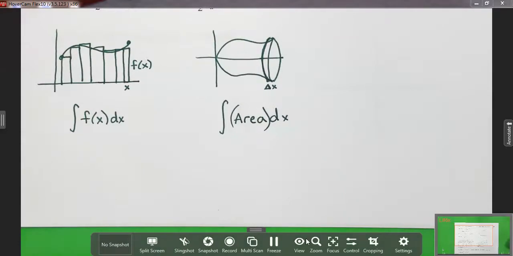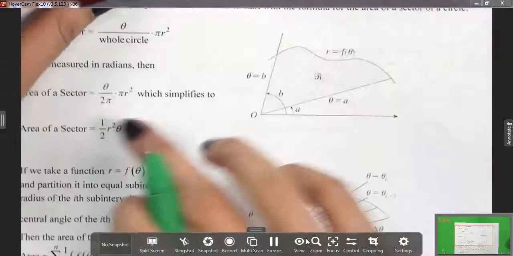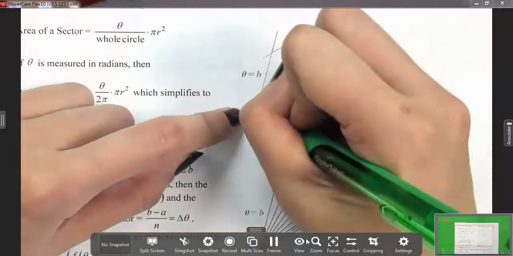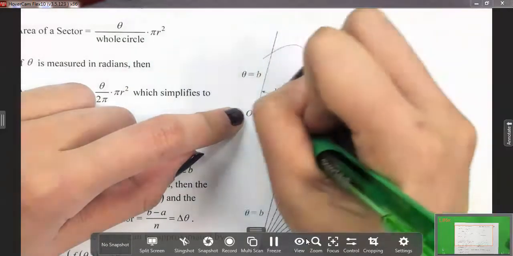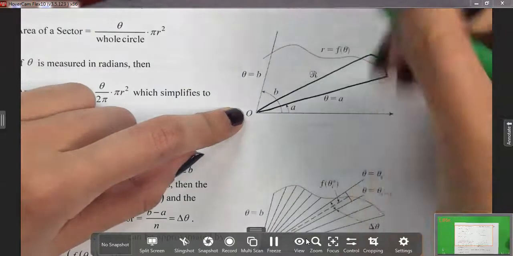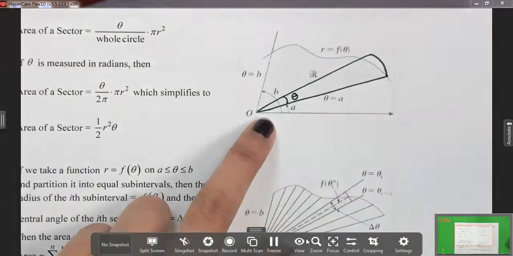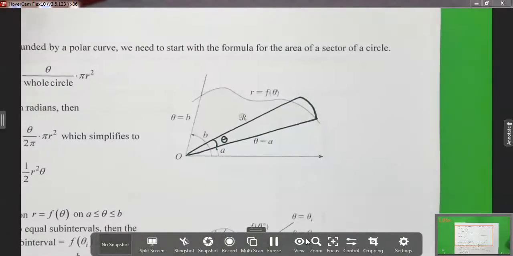So instead, in polars, we take the area of a sector. We take one sector and make a pie slice out of it, find the area of one, and then add up all of them. So what do we want to make infinitely small in polars? The angle, right? We want theta to be infinitely small. So let's first start with the area of a sector.